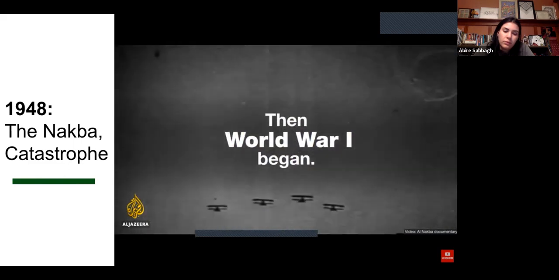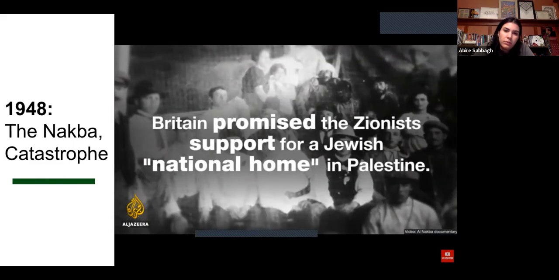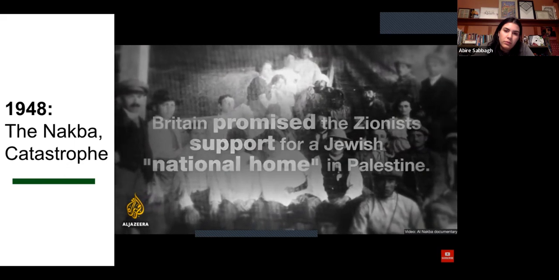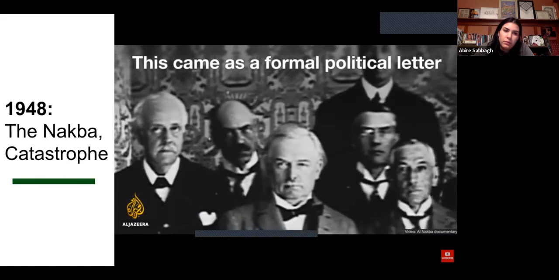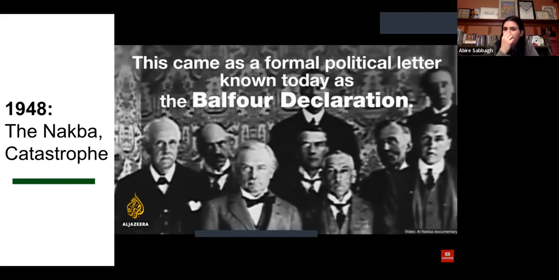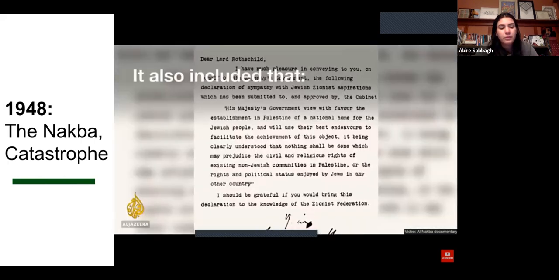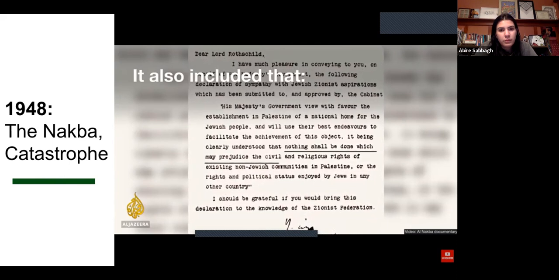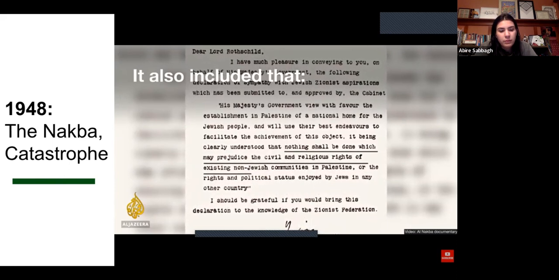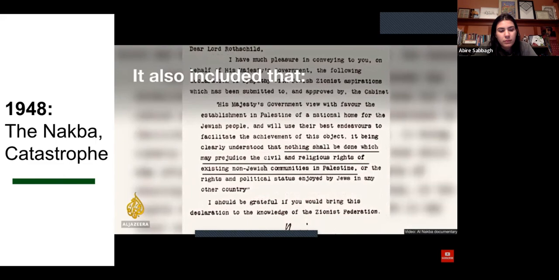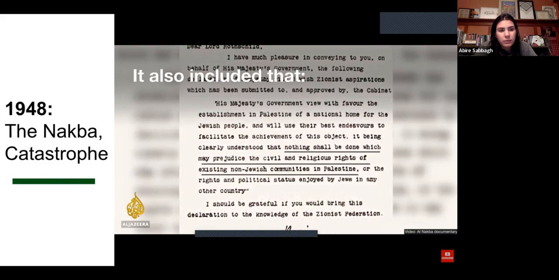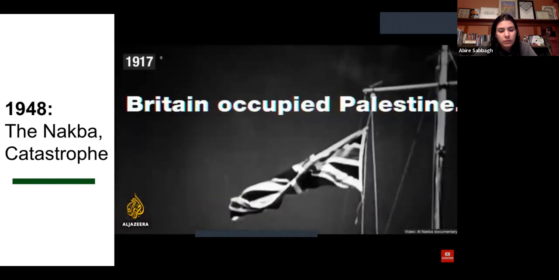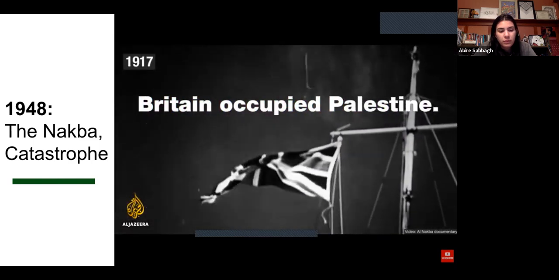Then World War I began. Britain promised Zionist support for a Jewish national home in Palestine. This came as a formal political letter known today as the Balfour Declaration. It also included that nothing shall be done which may prejudice the civil and religious rights of existing non-Jewish communities in Palestine. When World War I ended and the Ottoman Empire was defeated, Britain occupied Palestine.